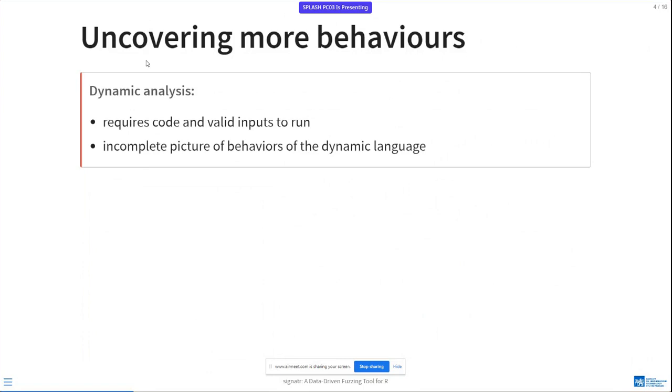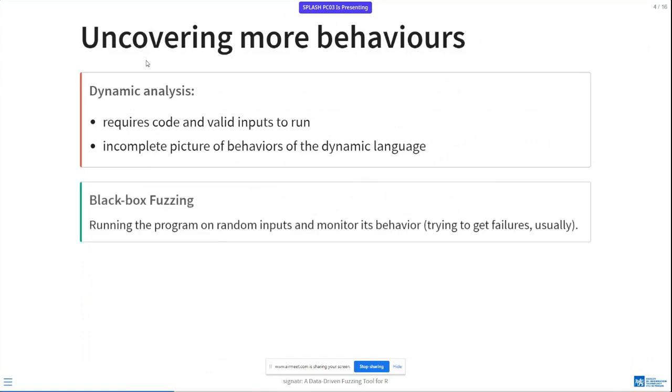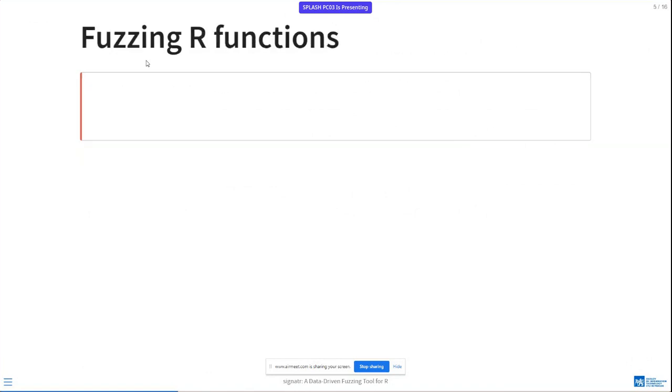Our approach is to use blackbox fuzzing to uncover more behaviors. So what is blackbox fuzzing? For those who don't know, it's when you run your program as a black box with random inputs, and you monitor its behavior. Usually you do that to try to get failures, to try to get bugs. But in our case, we don't want to get bugs, or they will be a byproduct, but we just want to uncover new behaviors, new types, new type signatures.